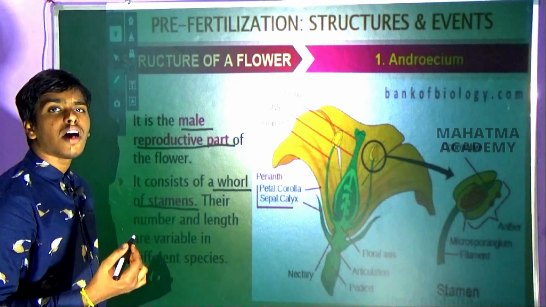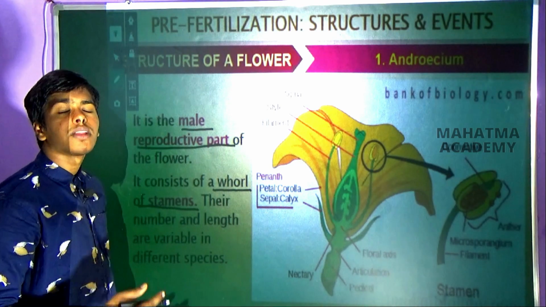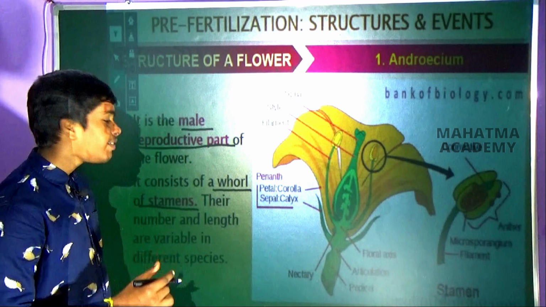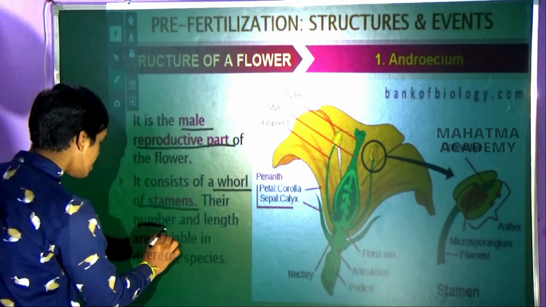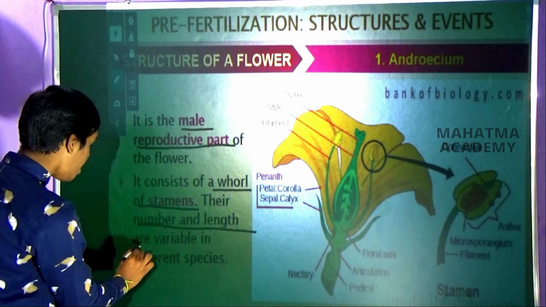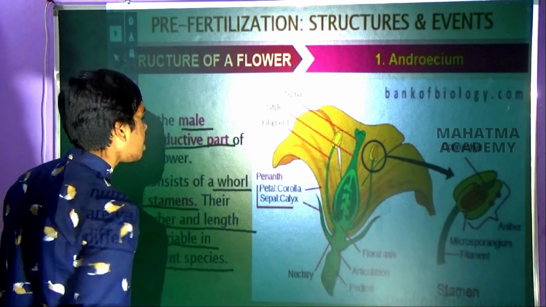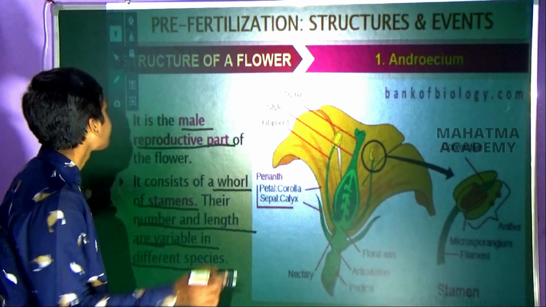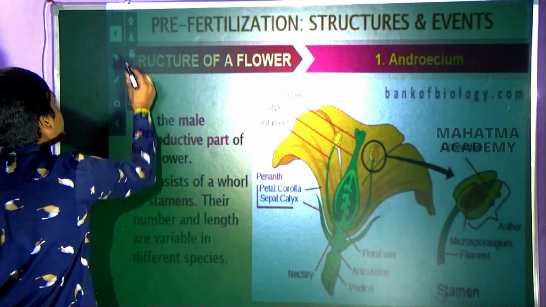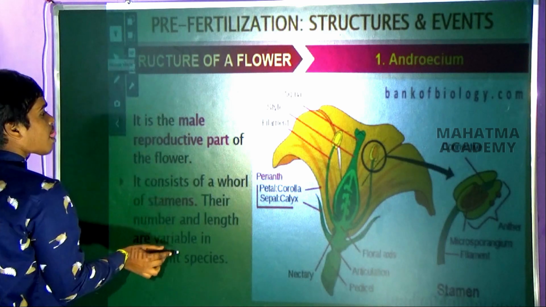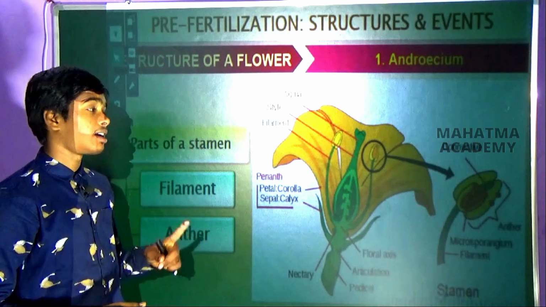So, the length of the stamens and their number are variable in various species. So, number and length are variable in different species. Okay. Now let's move to the next page. Okay. Now we have completed the first part.